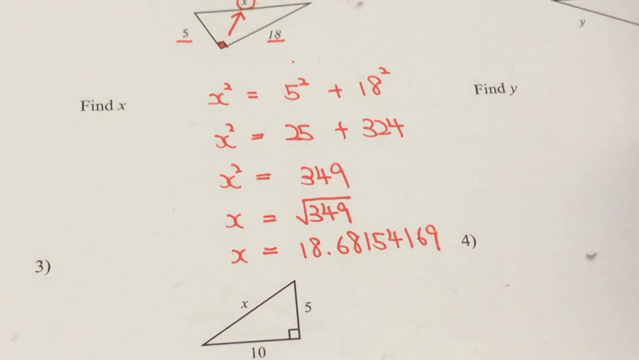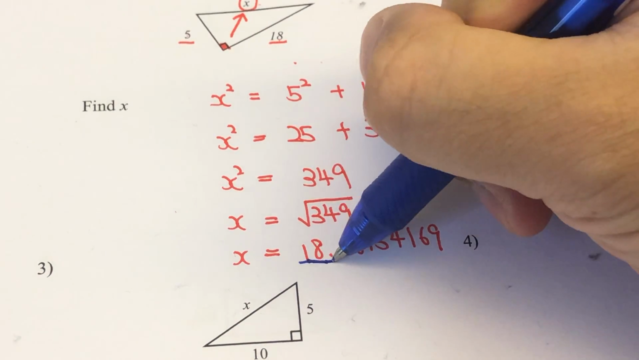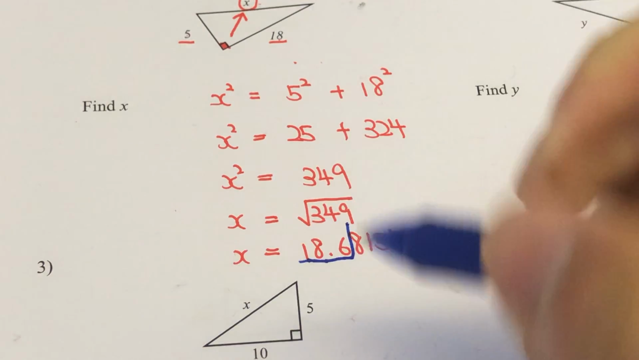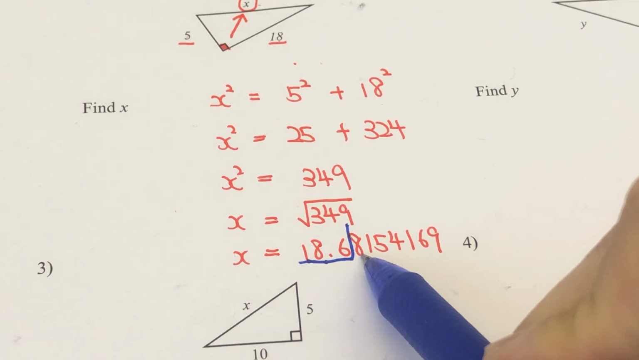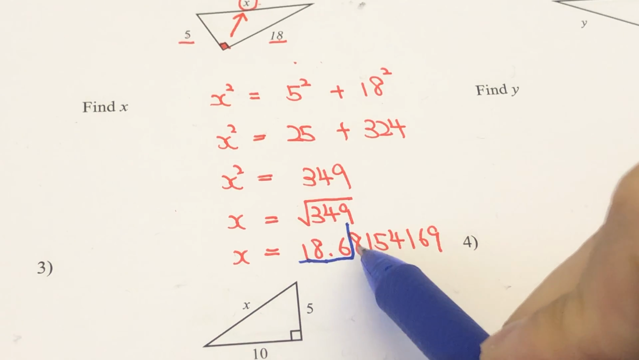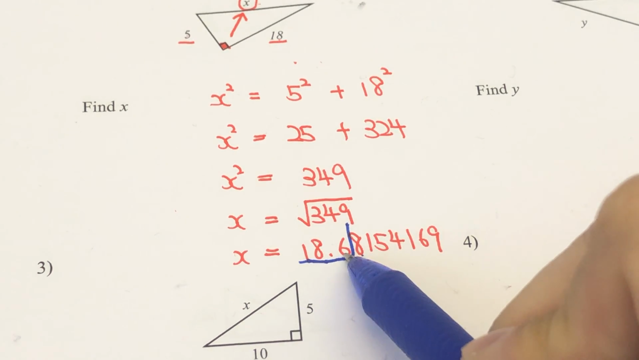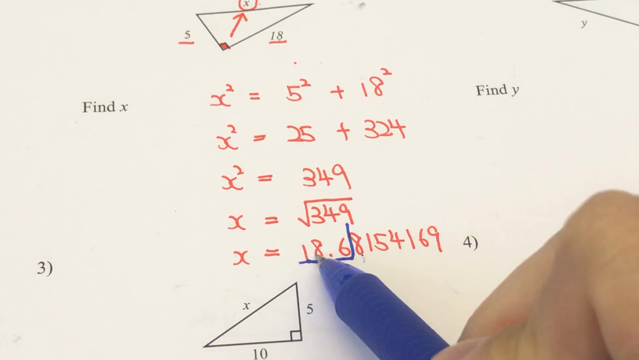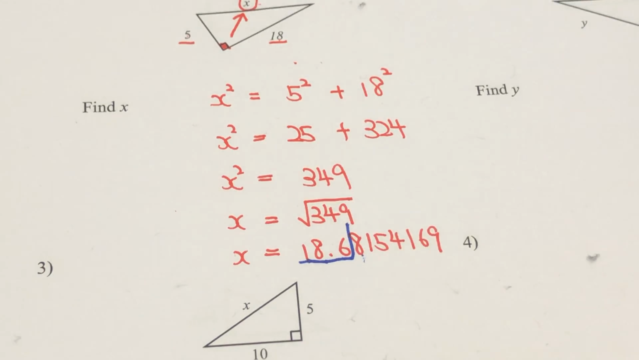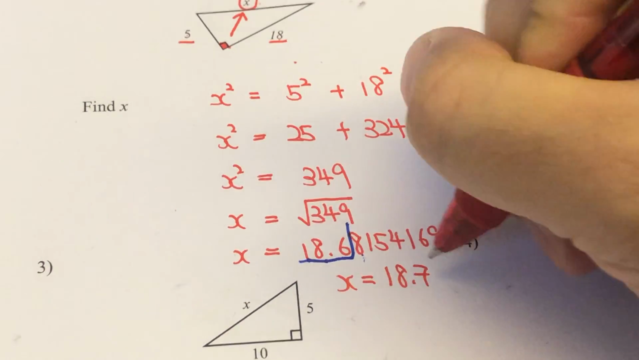So starting from the first non-zero number, 1, 2, and then 3. We're going to stop here. And don't forget to check the next number. Is it big enough? Yes, it is more than 5. When it is 5 or more than 5, you have to add 1 to the last number. So we have to add 1, and therefore our answer should be 18.7. So x equals 18.7.